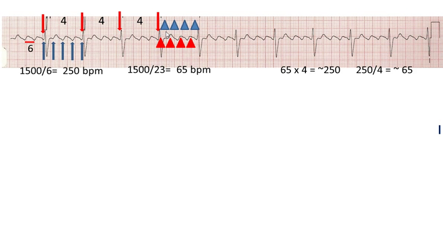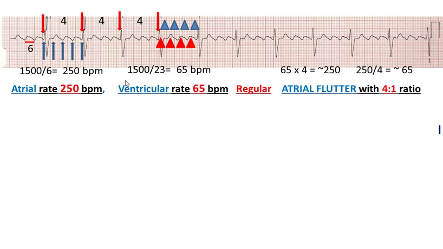You can mark your paper here and here and here and here and here and have 4 marks on that paper, hold it up to the QRSs, and you will see it's a perfect 4-to-1 fit. So this guy's going at an atrial rate of 250, ventricular rate of 65, and he is an atrial flutter with a ratio of 4-to-1.